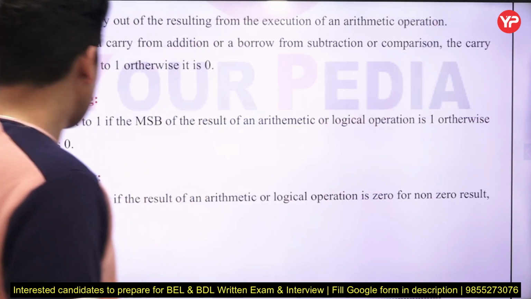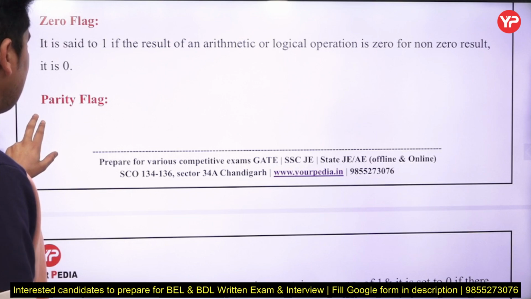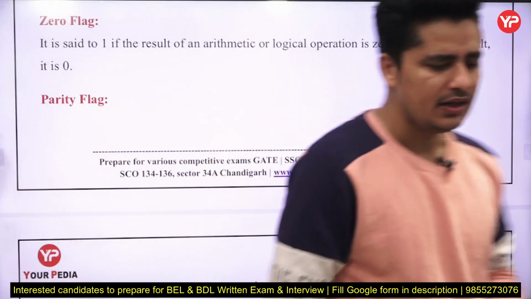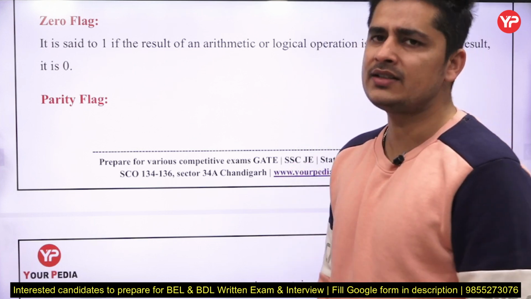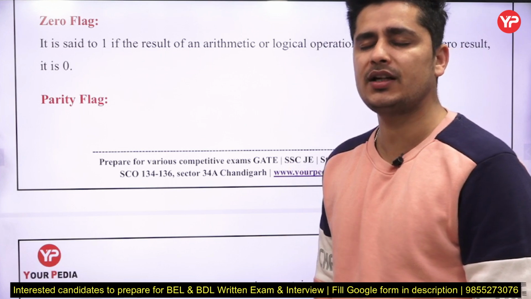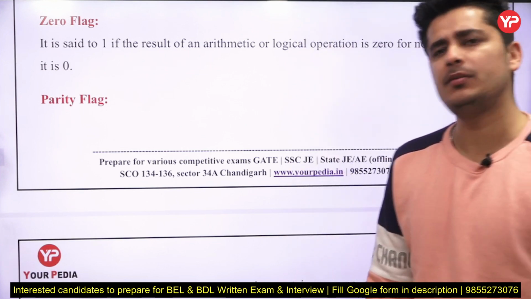Next thing, if I am talking about the zero flag, the zero flag tells you whether the result is 0 or non-zero. So if your result is 0, then the zero flag will be set. Set means 1. Remember that thing if I am saying set. If result is non-zero, then it will be reset.